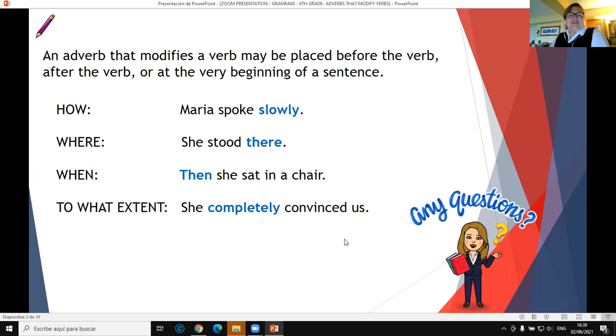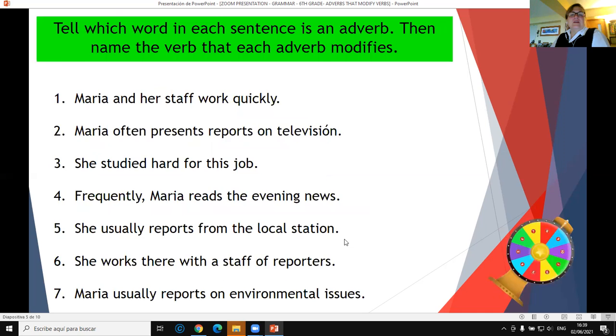Okay, so let's see some examples. Tell which word in each sentence is an adverb. Then name the verb that each adverb modifies. Number one, Maria and her staff work quickly. Here the adverb is quickly and is modifying the verb work.